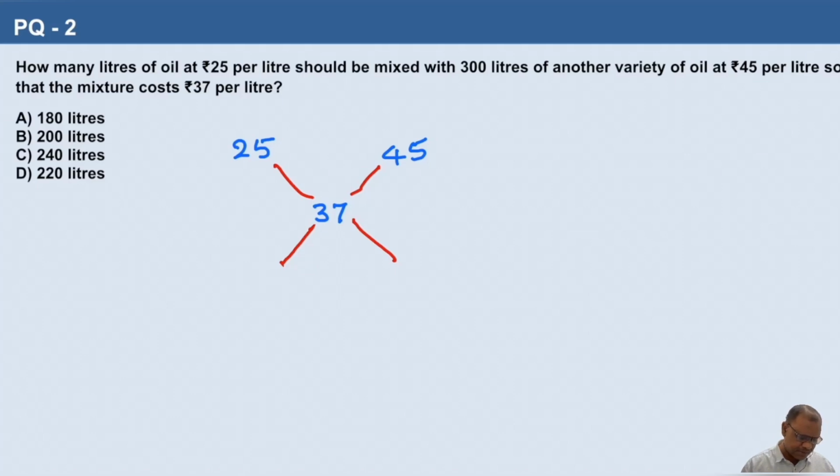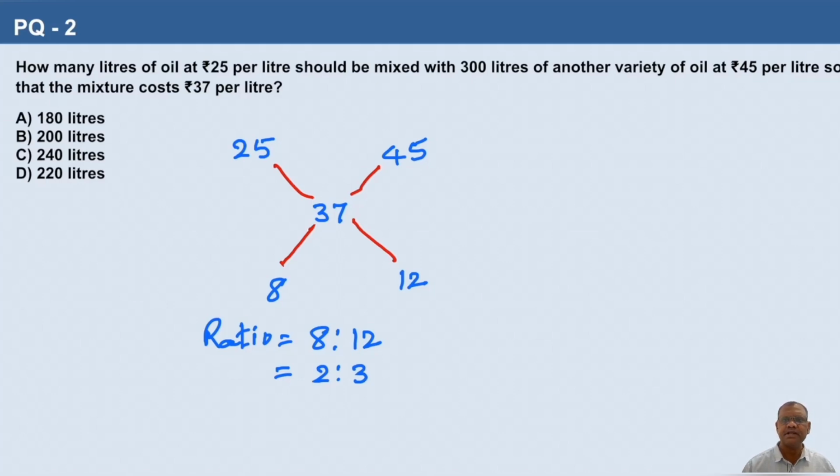the costlier minus mean, 45 minus 37, is 8, and mean minus cheaper, 37 minus 25, is 12. So what is the ratio in which costlier and cheaper are mixed? 8:12. So if you simplify this, 4 twos are 8, 4 threes are 12. So the ratio is 2:3.